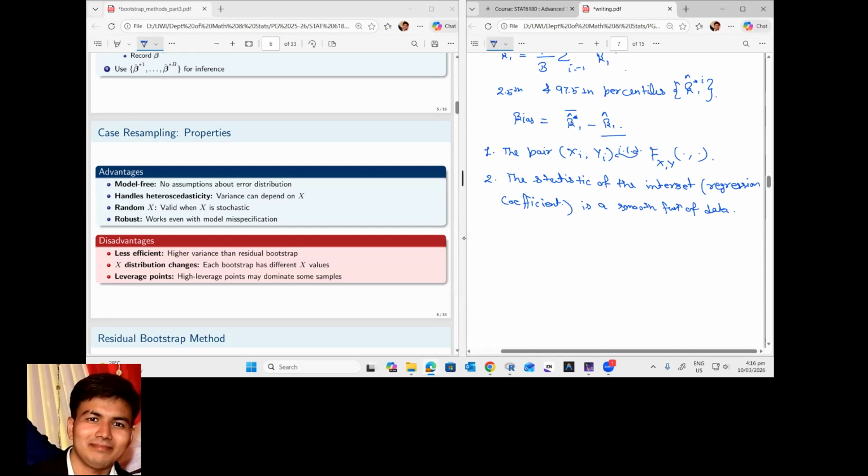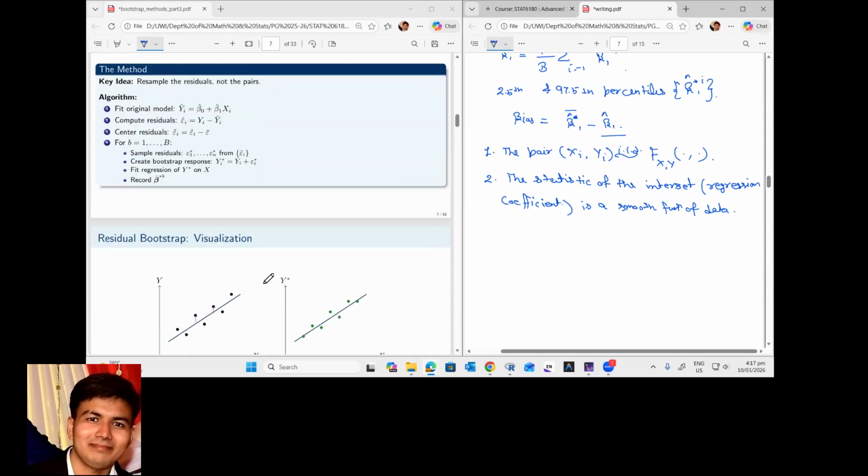The limitation that we have: the paired bootstrap is sensitive to the distribution of x. If there are influence points in x, they may appear too often or not often enough in the bootstrap sampling, and that will inflate the variance. So it does not assume a fixed x. It treats x as a random variable. If x is truly fixed by the design, the residual bootstrap may be more appropriate in that condition. So after that, we will move to the bootstrap method for the residuals.